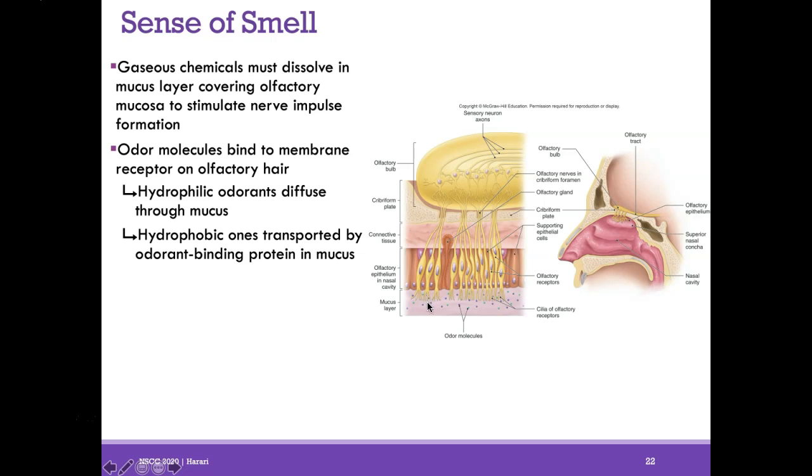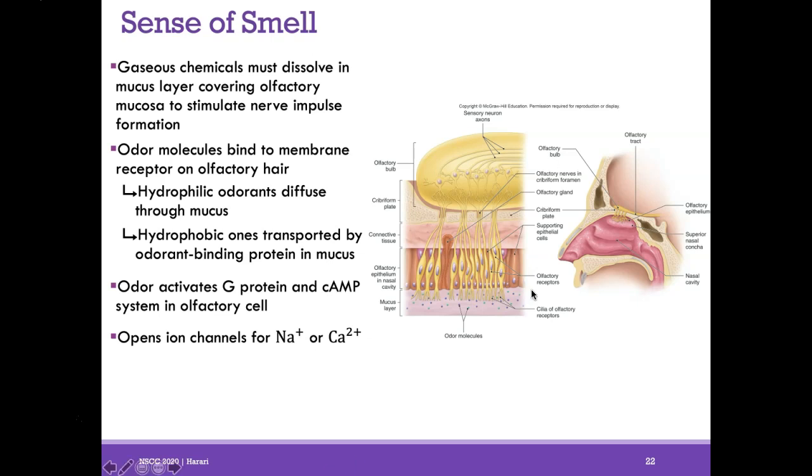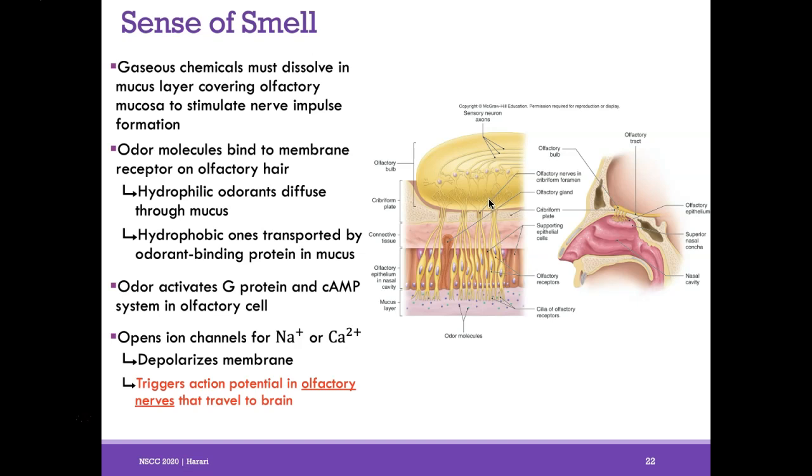So regardless, we have odorant binding proteins that bind hydrophobic odorants, while hydrophilic odorants can diffuse freely through the mucus of the epithelium and bind directly to a receptor. So that's step one, right? The odor molecule binds to a membrane receptor on the olfactory hair. In response, a G protein is activated inside the cell, and the cyclic AMP second messenger system is activated inside the olfactory cell. This will lead to depolarization of this olfactory receptor, and that will trigger an action potential in the olfactory nerves that travel to the brain.